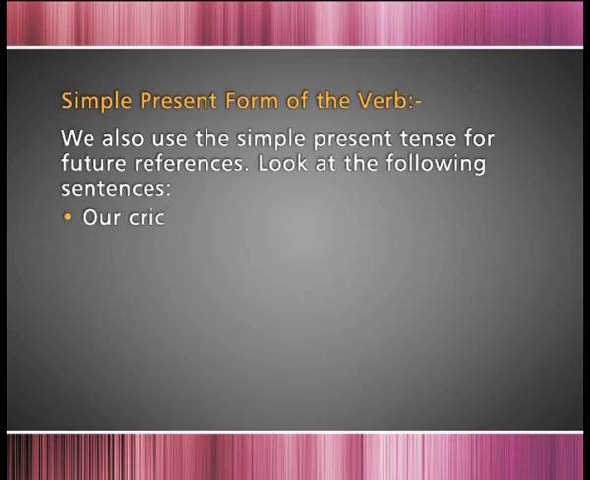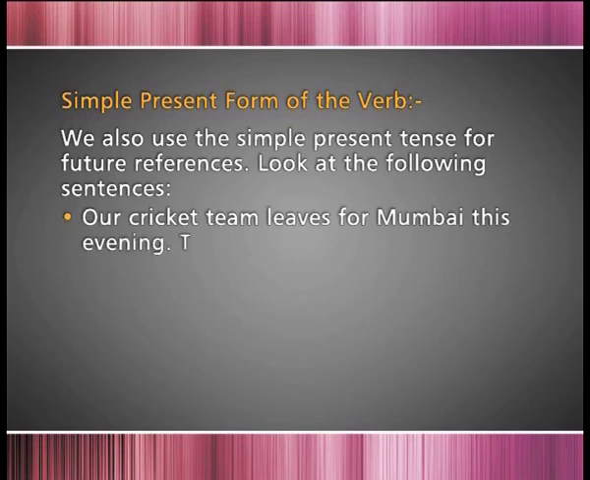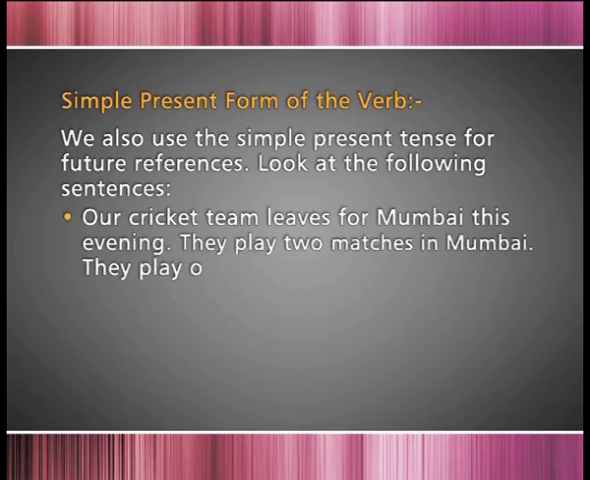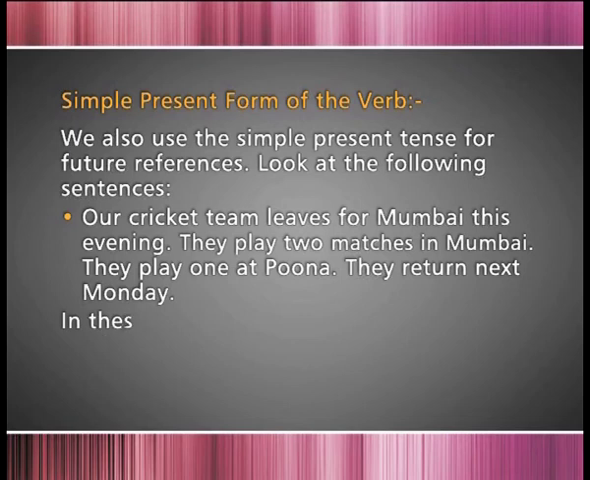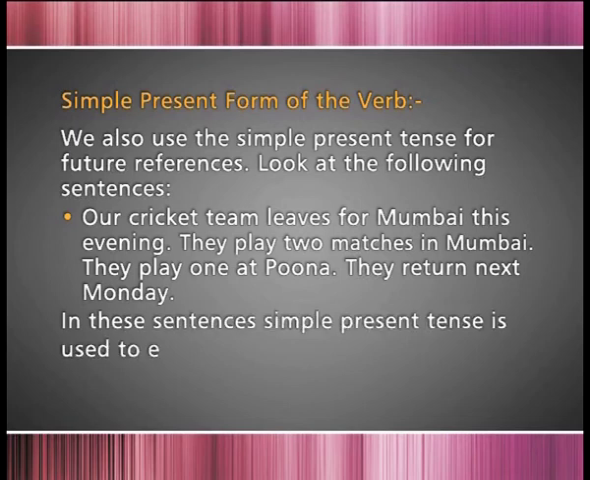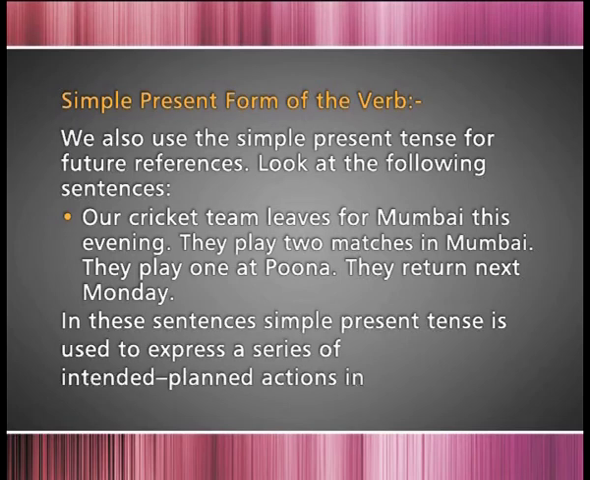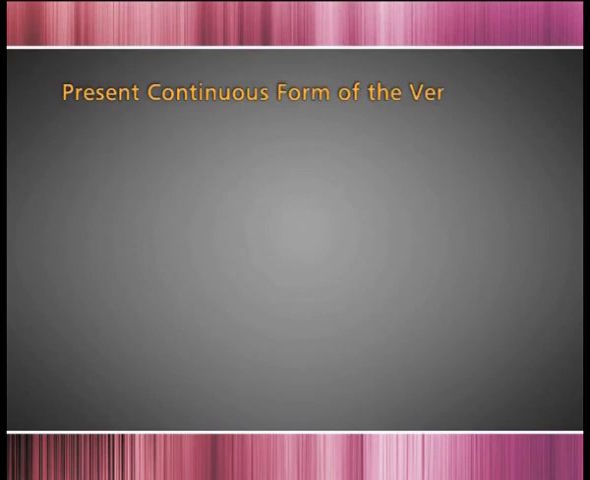Look at the following sentences. Our cricket team leaves for Mumbai this evening. They play 2 matches in Mumbai. They play 1 at Pune. They return next Monday. In these sentences, simple present tense is used to express a series of intended, planned actions in the future.